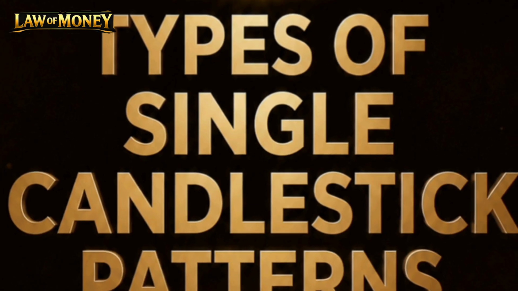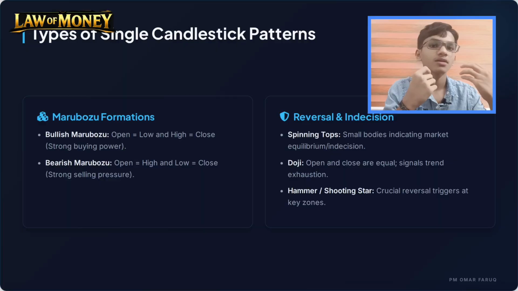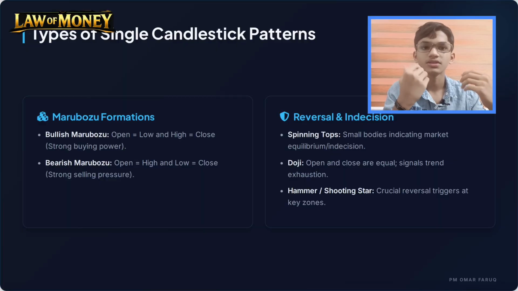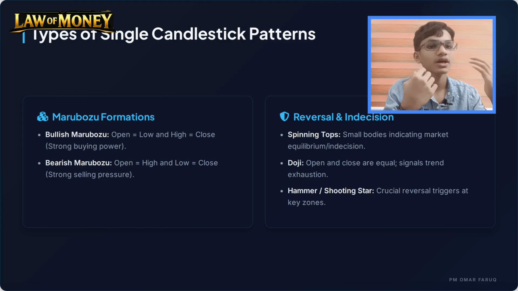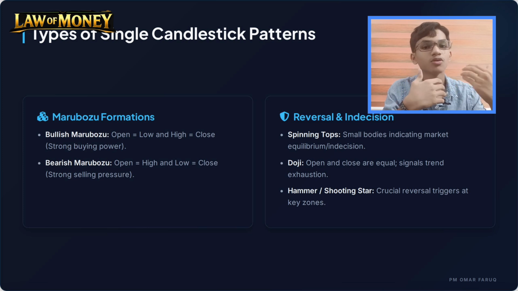Types of single candlestick patterns. There are many single candlestick patterns, but the goal isn't to memorize every name in a textbook. The important thing is to understand the information contained inside the candle. Marubozu candles can indicate strong directional conviction. Spinning tops can indicate uncertainty. Doji formations can show that the opening and closing prices were very close.